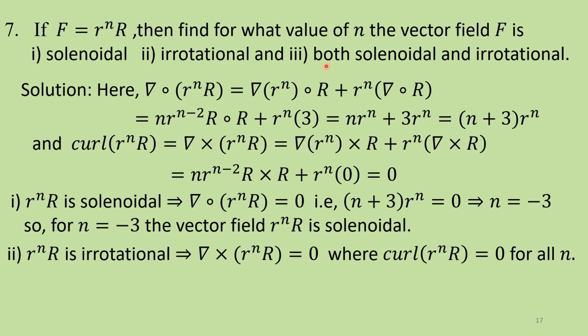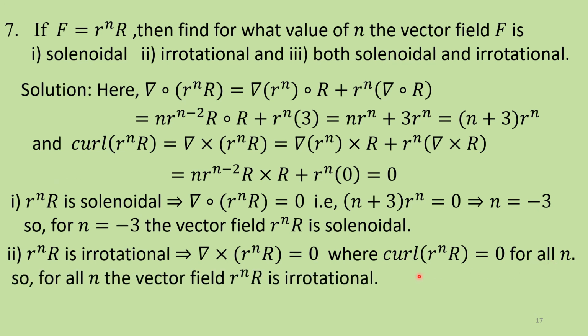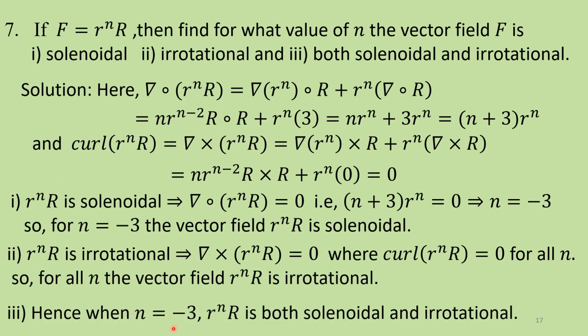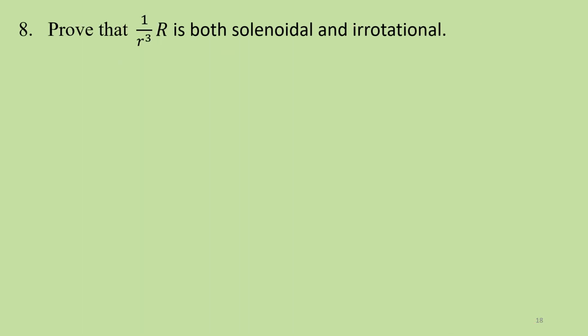Now I want to find for what value of n it becomes both solenoidal and irrotational, meaning the intersection, that is n equal to minus 3, because for n equal to minus 3 it is solenoidal, and for n equal to minus 3 it is irrotational also. Hence when n equal to minus 3, the vector r^n times r is both solenoidal and irrotational.